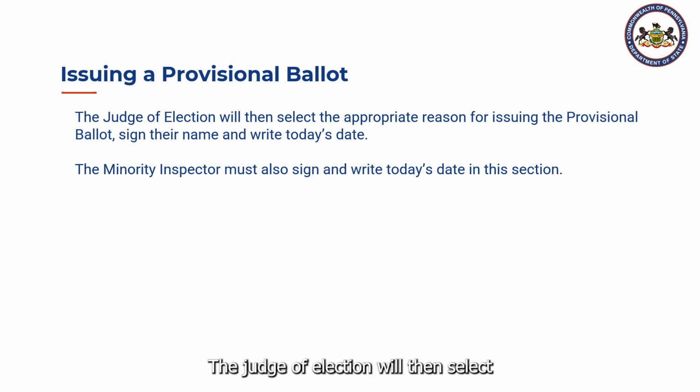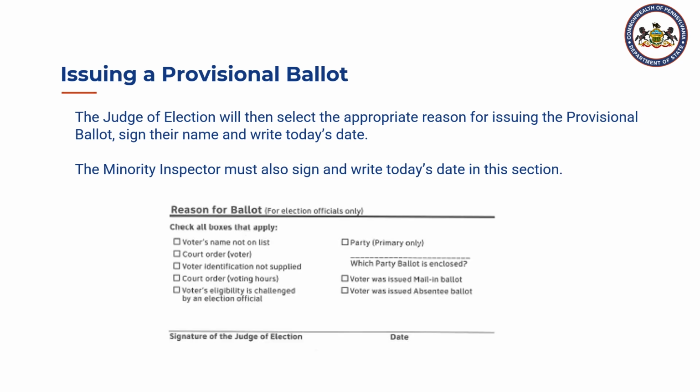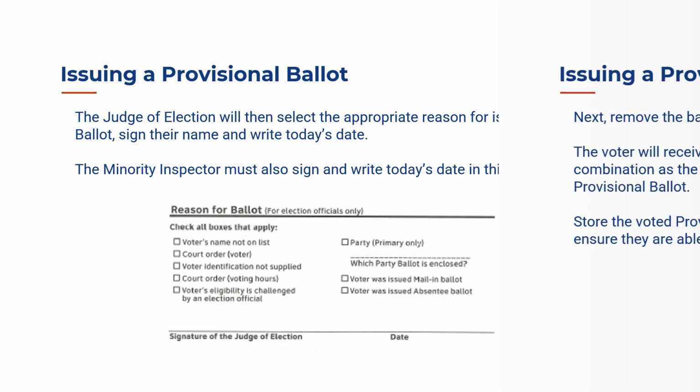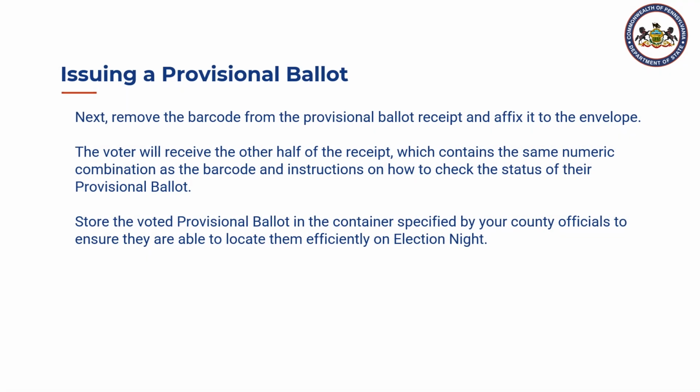The judge of election will then select the appropriate reason for issuing the provisional ballot from the list, sign their name, and write today's date. The minority inspector must also sign and write today's date in this section. Next, remove the barcode from the provisional ballot receipt and affix it to the envelope. The voter will receive the other half of the receipt, which contains the same numeric combination as the barcode and instructions on how to check the status of their provisional ballot.